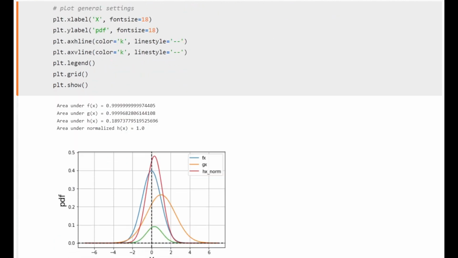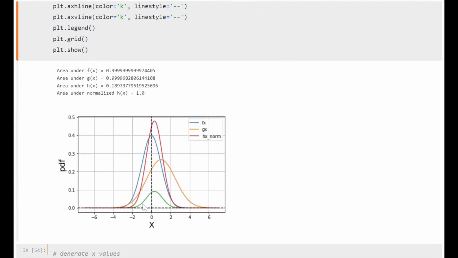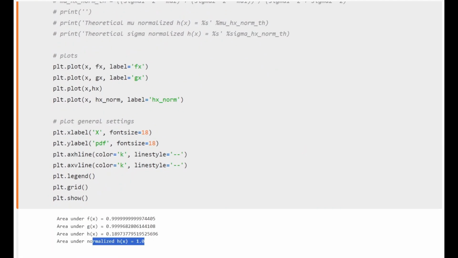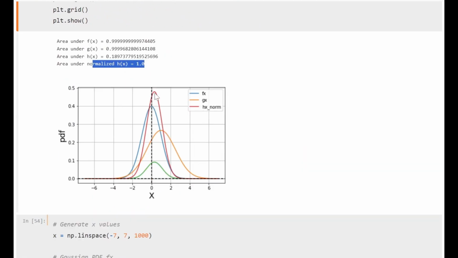When I do that, something very interesting happens. This small PDF here in green color has become very peakier, as shown in this red color. And the area under the curve of this normalized hx is now 1. So this is the correct representation of the hx normalized. As mentioned in the previous video, where I derived the formulas for sigma h and mu h, you can see that the mean of the product, that is hx normalized, is lying in between the mean of the blue and orange PDFs, that is fx and gx, and its variance is lower, which means the curve will become peakier in comparison to both sigma 1 and sigma 2, that is fx and gx.